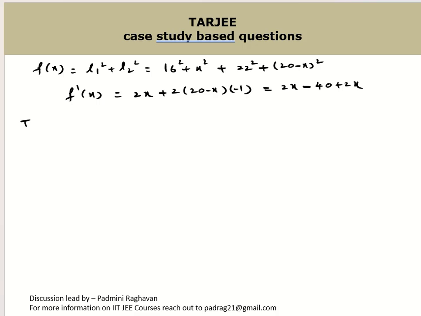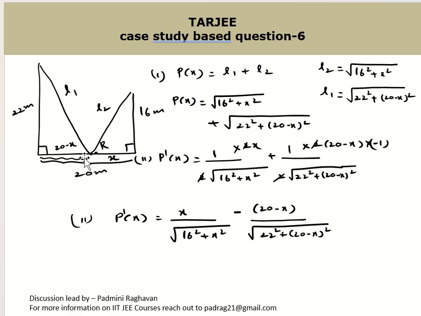So to find the minimum value of L1 square plus L2 square, f dash of x is to be equated to 0. That gives you 4x equal to 40, so x is equal to 10 meters. That means the ladder should be placed at the midpoint. X equal to 10 meters means this is 10, this is 10.